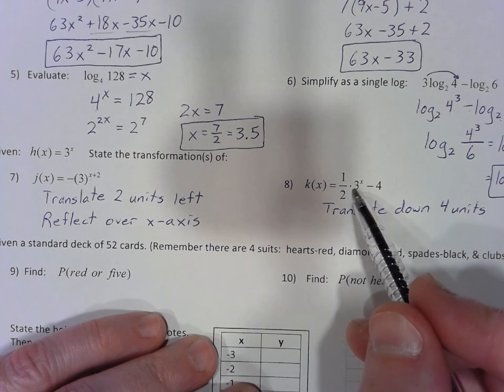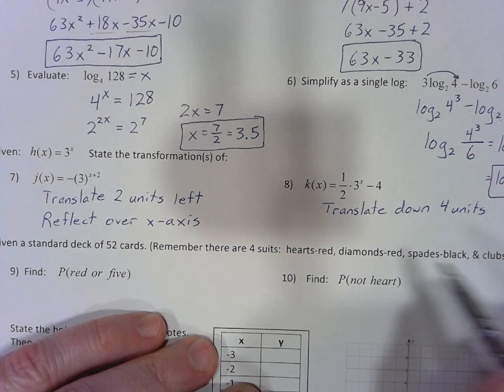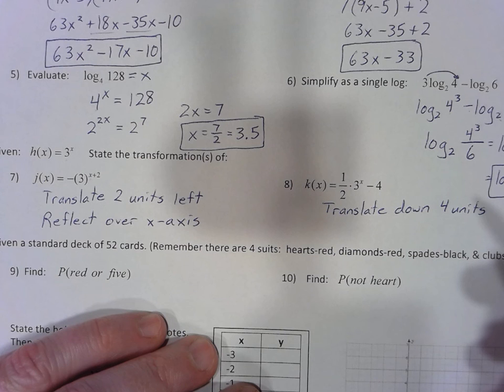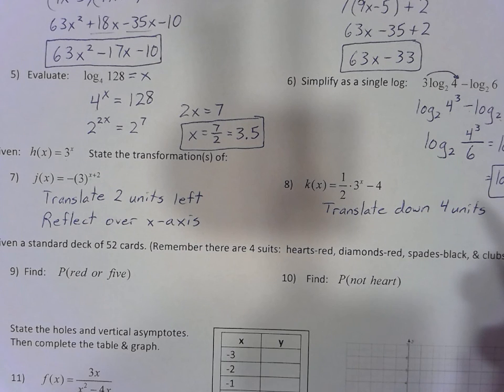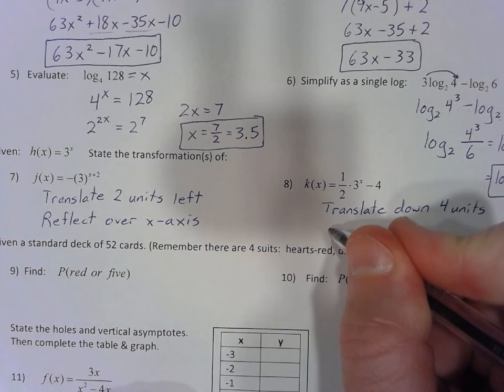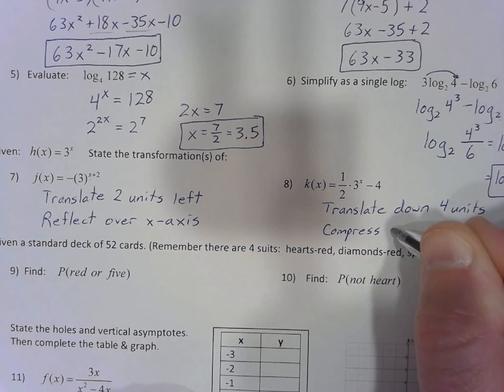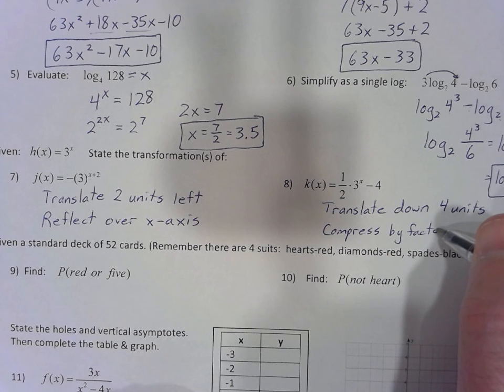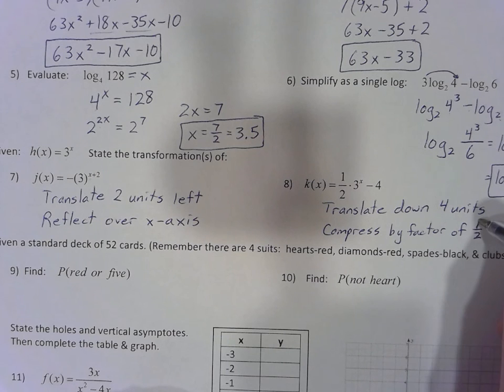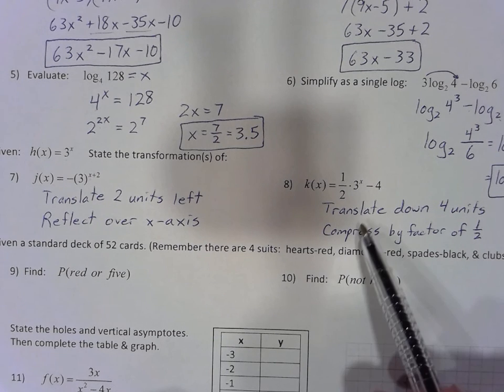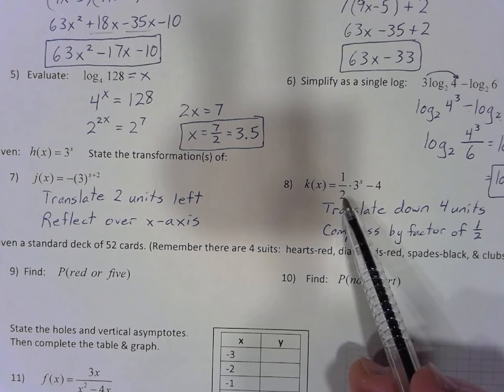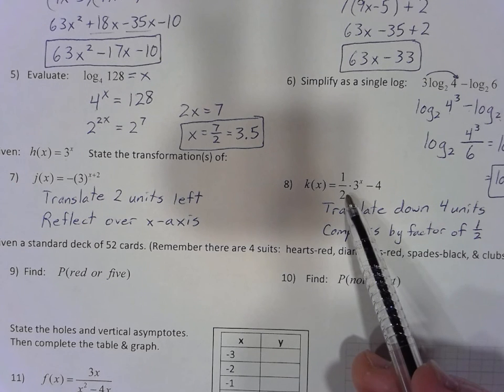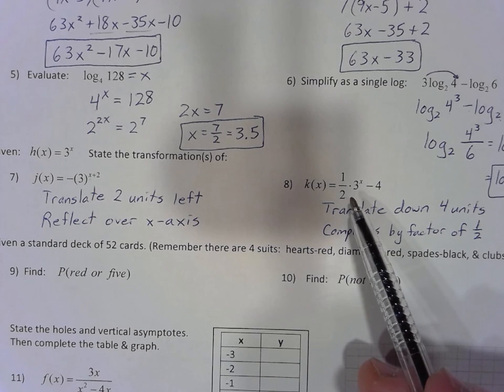Multiplying something by 1/2 is going to make it smaller, make it closer to the x-axis. It's going to shrink or compress by a factor of 1/2. It's going to be half as tall. So it's compressing if it's a number between 0 and 1. If it's greater than 1, multiplying by 5 is going to stretch it. It's going to make it taller by a factor of 5.